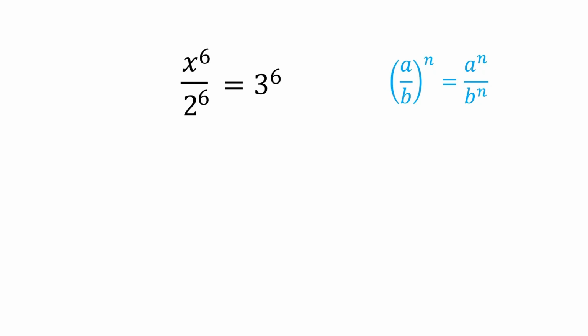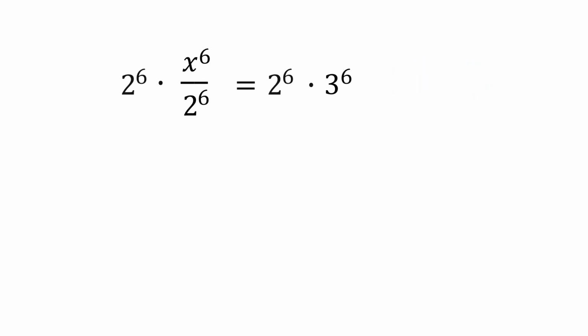Now our equation contains a denominator. If we want x to stand on its own, that denominator has to go. So what should we multiply both sides by? Exactly, 2^6. On the left, the 2^6 cancels with the denominator. That's exactly why we chose it.